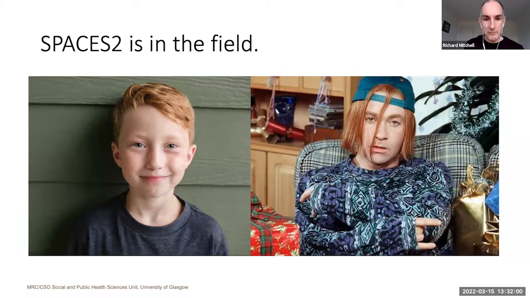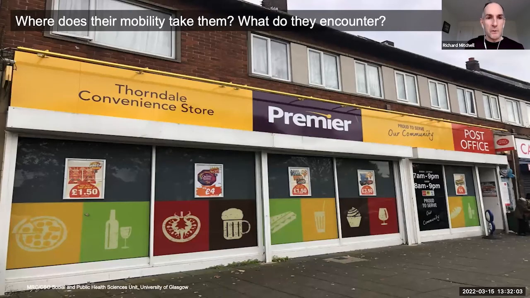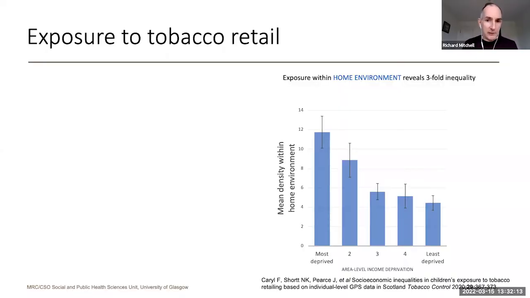But in the meantime, we've been using Spaces 1, the 10 and 11-year-old data, to ask, where does their mobility around their city and their town take them? And what is it that they encounter? And this is work led by Fiona Carroll, one of our colleagues in the team. And what she's been looking at is how inequalities in exposure to tobacco retail vary according to how you measure them. So this is a graph of inequalities in exposure to tobacco retail if you measure it based on the fixed area around where the kids live, so their neighbourhood, basically not taking account of where they go day in, day out. And if you measure it that way, we see about a 3-fold difference in exposure to tobacco retail between the most deprived and the least deprived kids.